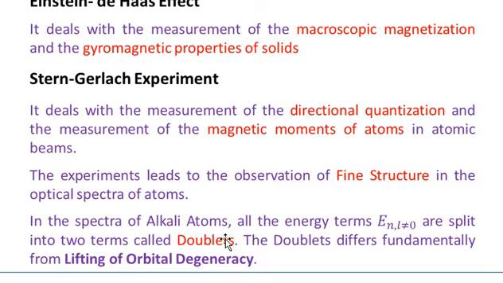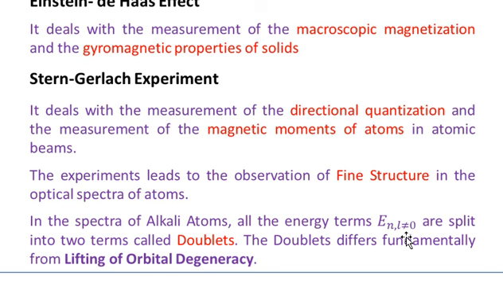In the spectra of alkali atoms, all the energy terms represented by the energy E with n and L, where L is not equal to 0, are split in two terms called doublets. So in the previous lecture, we have seen that in the alkali metal atoms the energy of the levels depends upon two quantum numbers. One is the principal quantum number n and the other is the orbital quantum number L. So those levels will split into two levels which we call doublet levels.